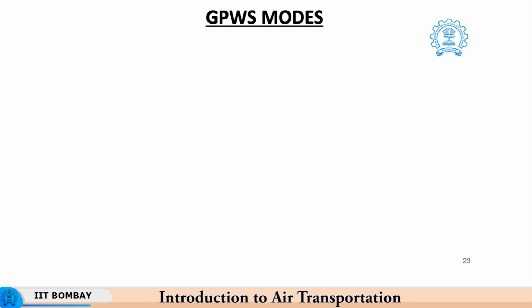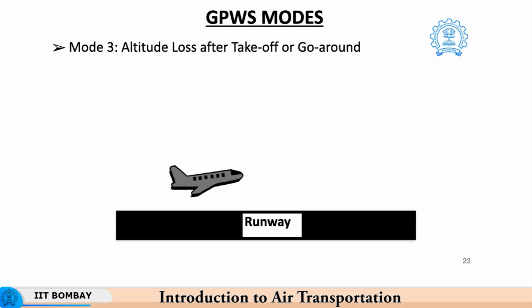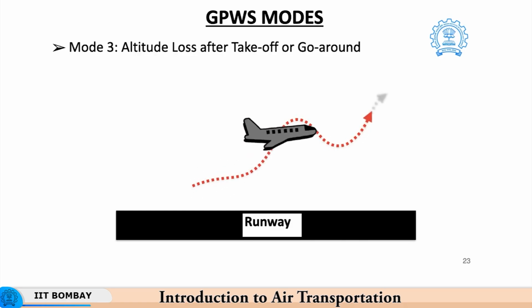Mode 3 warning is given when there is altitude loss. Generally, takeoff should ideally occur in a more streamlined or straight fashion, but there would be certain circumstances like the presence of gusty conditions. The aircraft might not follow a regular straight path, but actually follow a more curved path, and hence would undergo altitude loss during takeoff. In such a scenario, mode 3 of the GPWS system comes into the picture.